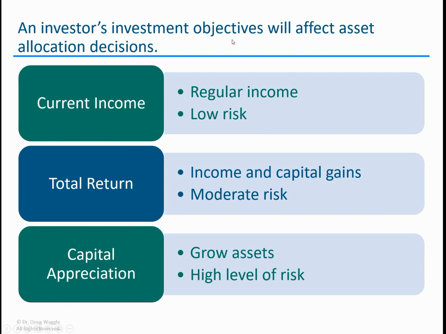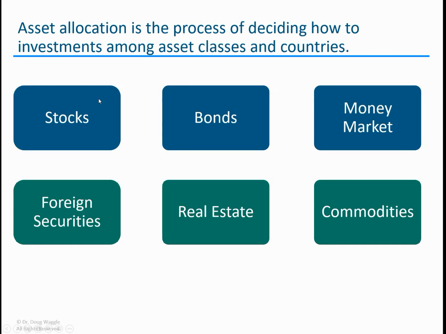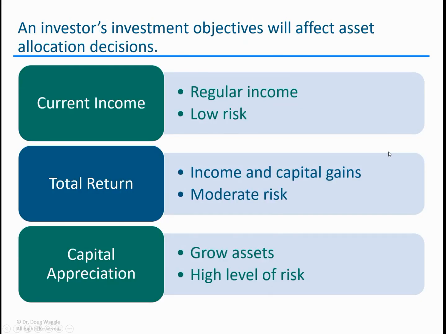So your objectives, your goals, are going to affect how you allocate your money. If, let's say, you're suddenly retired now, what you want from your portfolio is cash flow. That's going to have an impact on the classes of securities you buy and maybe the securities within those classes. So that's a current income approach. You need regular cash flow. A total return approach is, hey, I want a mix of income and capital gains.